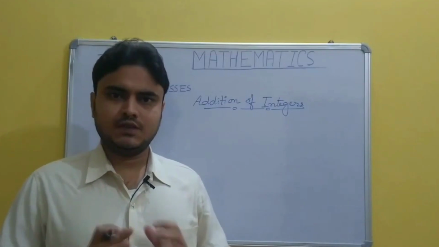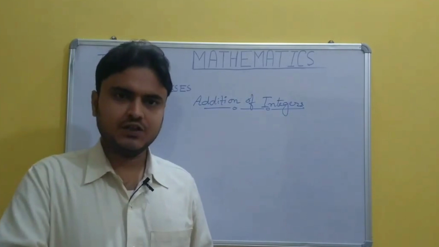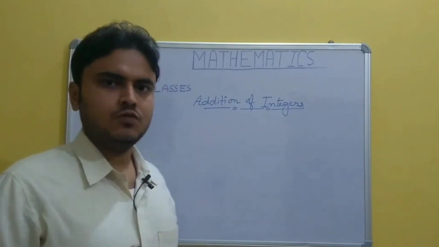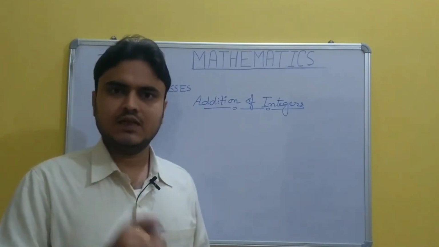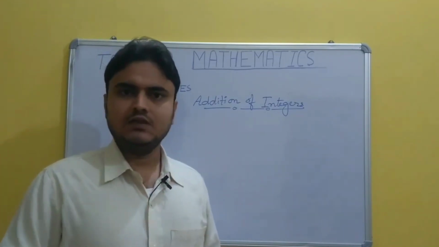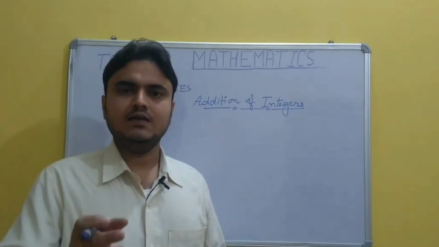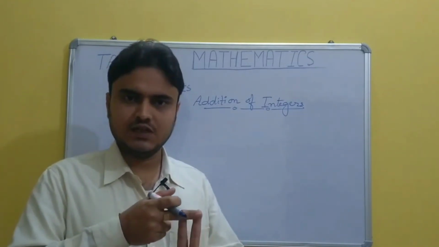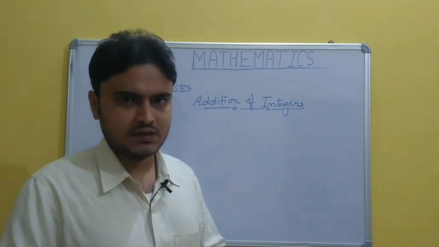Now we are going to discuss the types of integer and the addition of different types of integers. First of all, we have to know that there are three types of integer. Number one is negative integer, which carries a negative sign or minus sign. Second is positive integer, which does not carry any sign. And third is zero. So negative integer, positive integer and zero: three types of integer are in the integer number system.